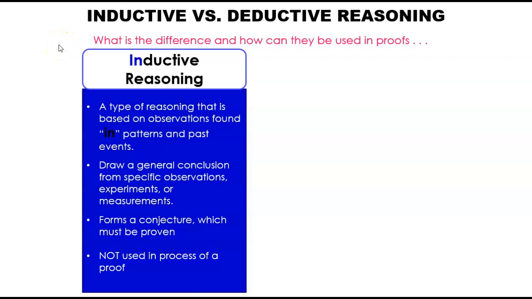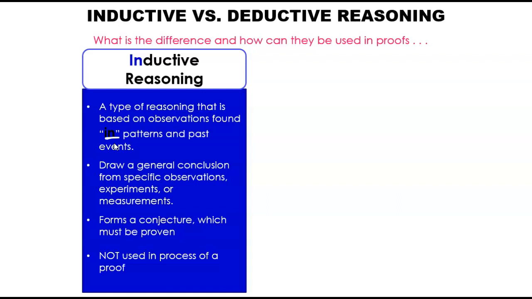Inductive reasoning is a type of reasoning that's based on observations found in patterns. So it's when you come up with an idea or a conclusion, and you are basing your conclusion on observations, patterns, and past events. You use inductive reasoning to draw a general conclusion, like, I've noticed that this happens a lot, so it must be this. You can form a conjecture or an idea, which then must be proven.